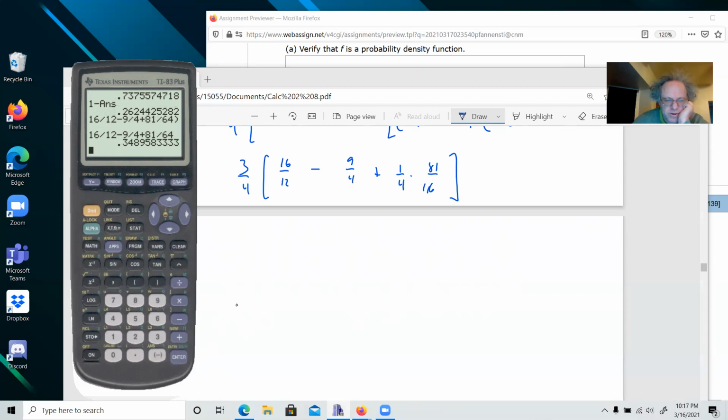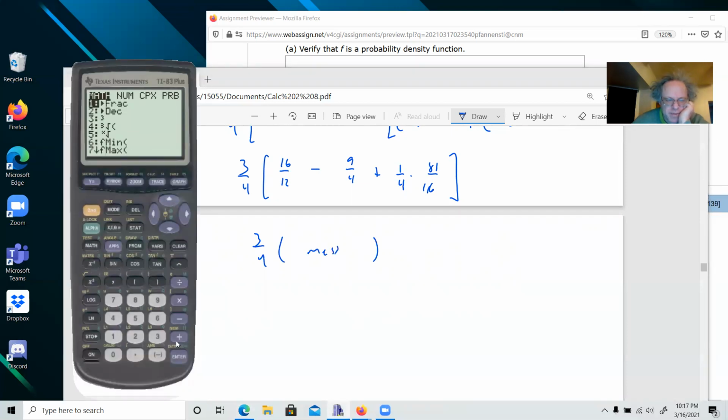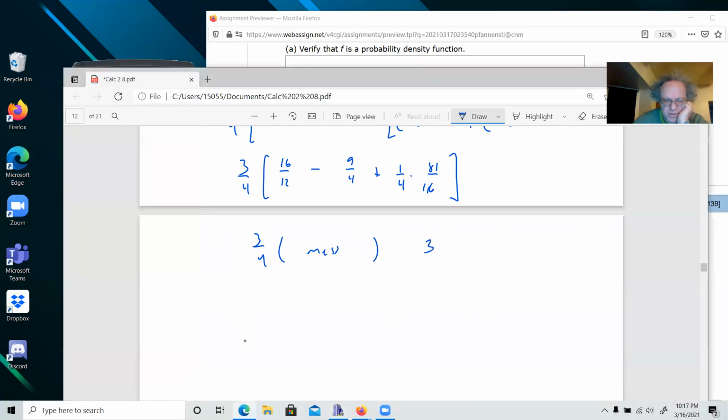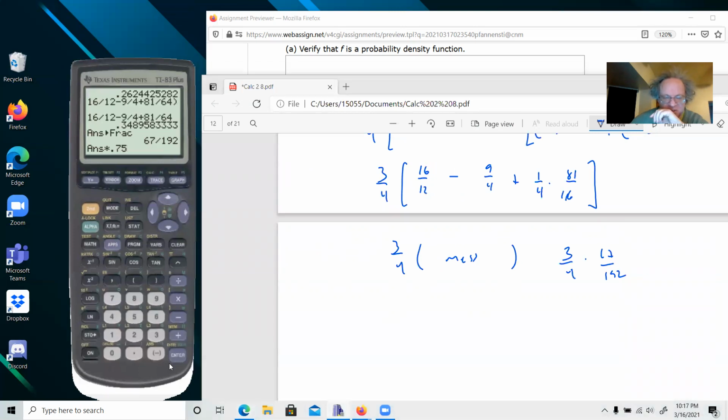All right, so that's 3/4 times that mess. I kind of wonder, right? Math. 67/192. Okay. I don't care. They said make it decimal. We'll make it a decimal. Okay, so we need this times 0.75. That's a quarter, right? 3/4, and we end up with 0.262. Okay, that's my answer here.